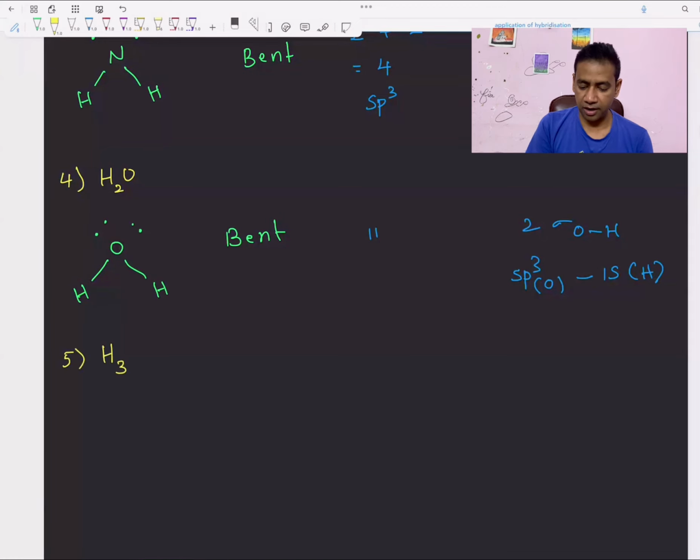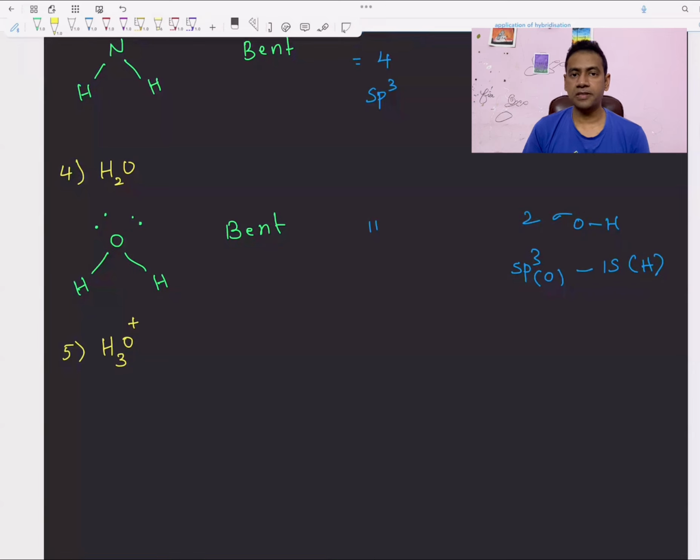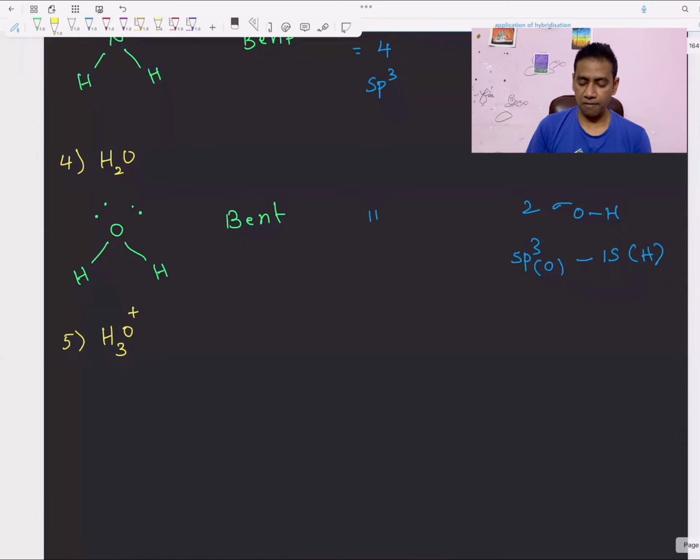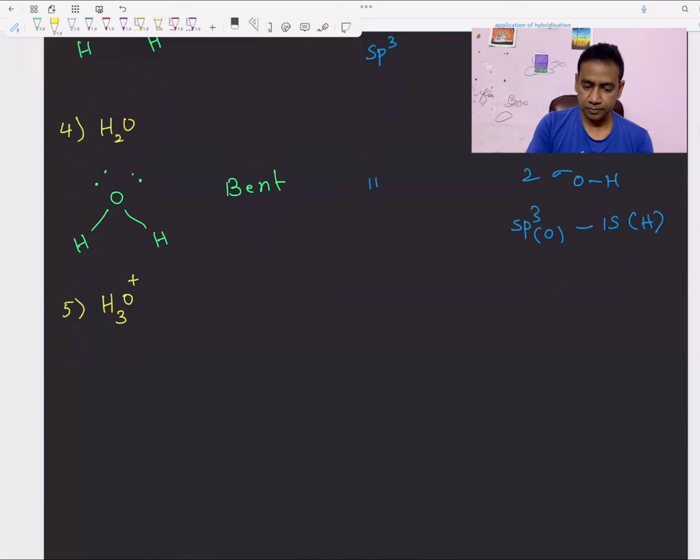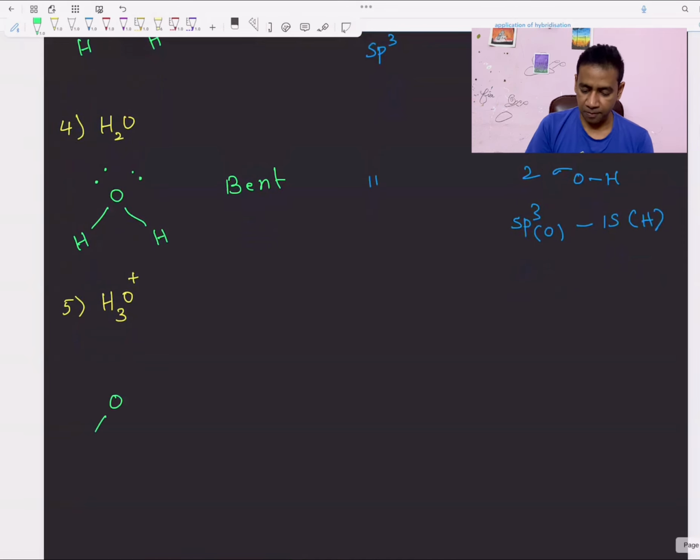Now the fifth case, consider the hydronium ion, H3O plus. Oxygen belongs to the 16th group, 6 valency electrons, and when we have a positive charge, let us assume that oxygen now has only 5 valency electrons. The geometry becomes equal to 3 hydrogen bonds, and there is 1 lone pair on the oxygen. What is the geometry called? This geometry is pyramidal.